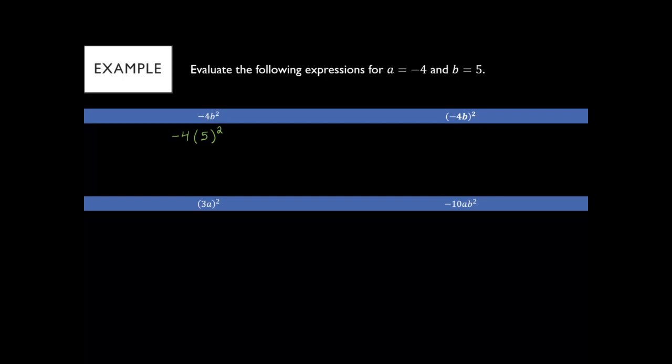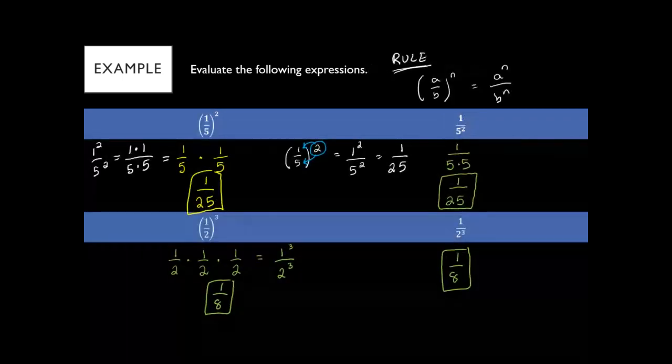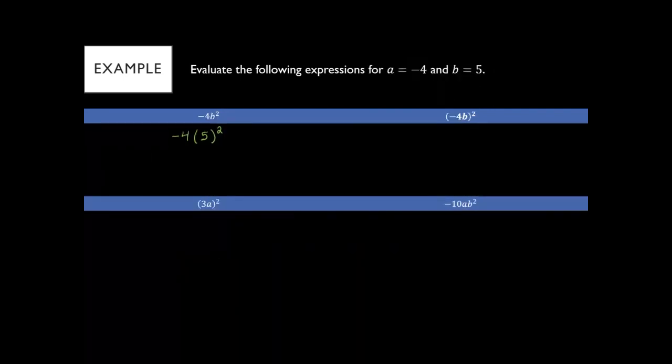So evaluate basically means find the answer. As we've been doing all of these, evaluate is simply do the order of operations, do the math, get me your single answer. That's what evaluate means. So we're doing the same thing here. Exponent comes before multiplication, so I need to do 5 squared first, and that's 25. So I have a negative 4 times 25, and when you multiply, that gives you negative 100.